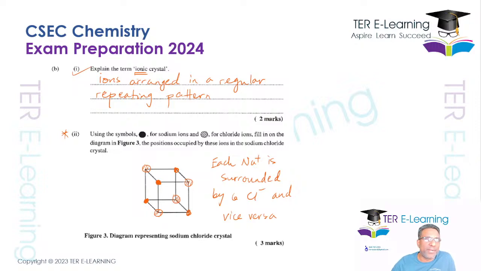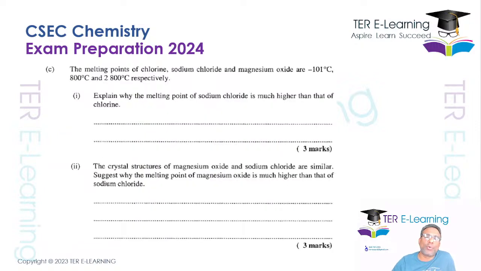Let's see what else we have here now. The melting points of chlorine, sodium chloride, and magnesium oxide are -101, 800 and 2800 respectively. So there are three things we're talking about here. When they say chlorine, they're talking about chlorine gas. They're talking about sodium chloride, that's NaCl, and magnesium oxide. So the melting point here is -101 degrees Celsius, sodium chloride is 800 degrees Celsius, and this next one is 2800 degrees Celsius. So those are my melting points.